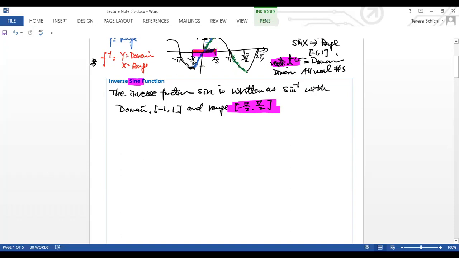So that's how we write it. We say sine inverse x equals y. Basically it's the same as writing sine y equals x. Sometimes the sine inverse is also called by a different name. You can say arcsine. That's just another terminology, arcsine.